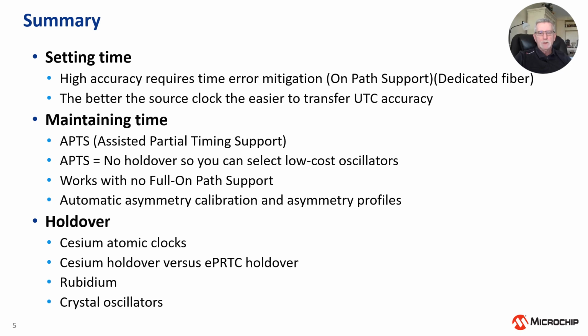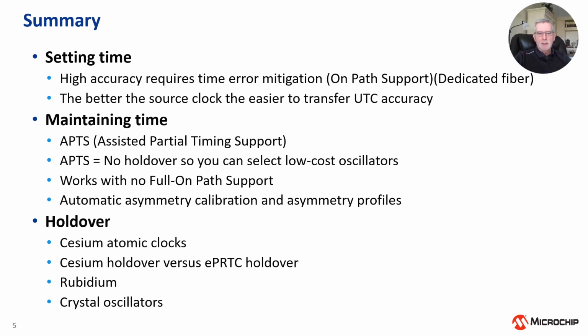And with the Microchip FTS technology, we can capture and log different asymmetry profiles. So if we are in the APTS mode of operation and we lose GPS or GNSS at our point B location, if the network rearrangements occur that cause asymmetry profile changes and we have captured that profile previously, we will switch to that profile and there will be no degradation in the timing accuracy or drift from UTC.